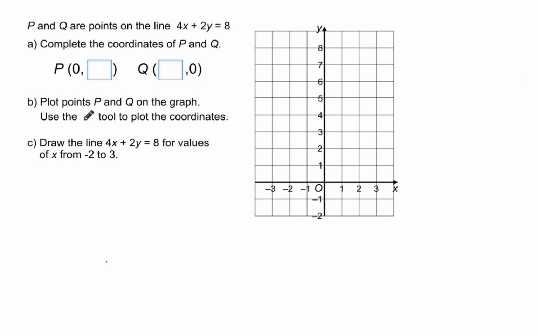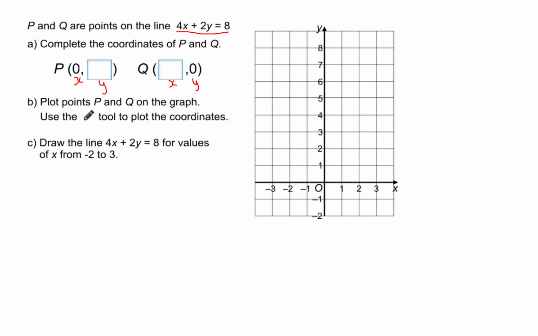Now, this skill, this question just presented differently, but it's actually very easy. Complete the coordinates of P and Q. So when you substitute in tables, what does this tell us here? This tells us the x coordinate here is 0, and the y coordinate here is 0, because that's xy, xy.